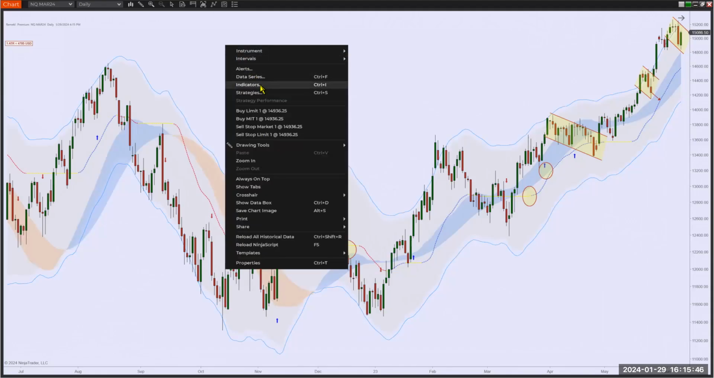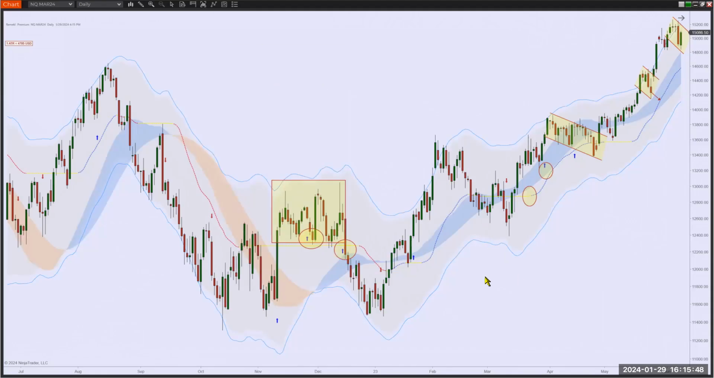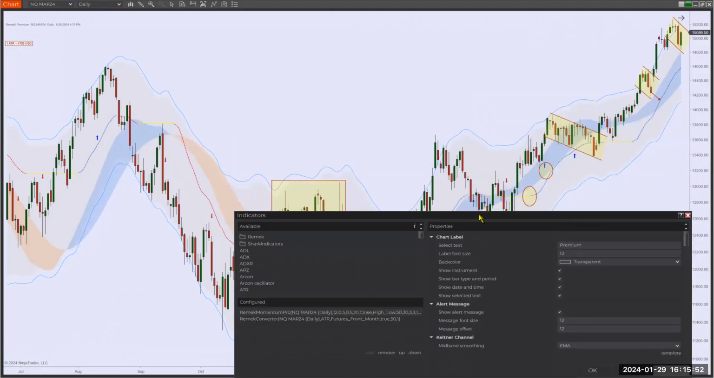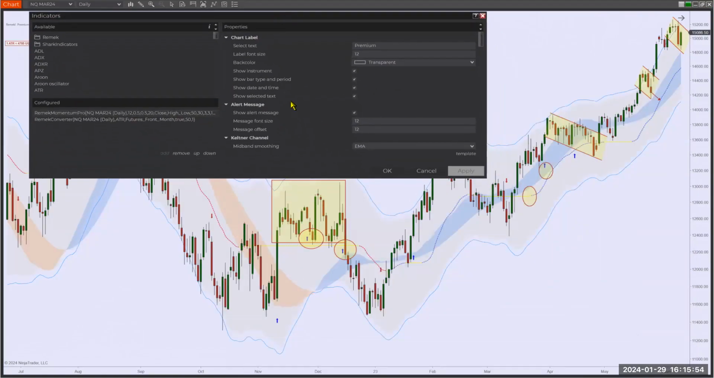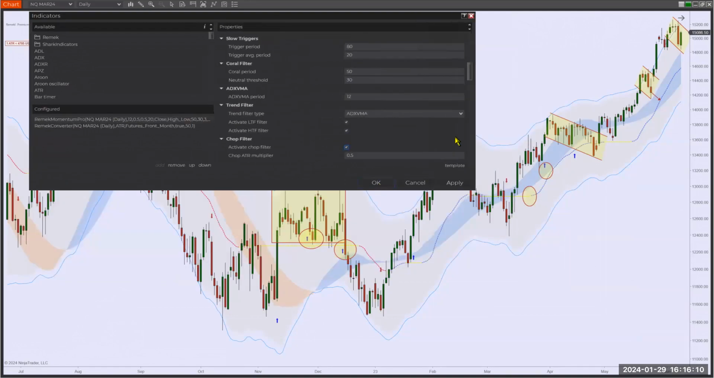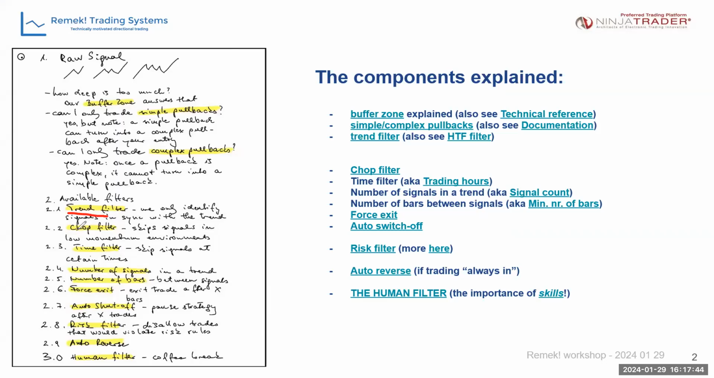But let's see if I switch on the chop filter. The question is, will those two, or at least one of these signals, disappear? We're looking at the signals, and I'm going to hit apply, all right? So let's see what happens. Here we go. So one of them is gone. That's exactly what the chop filter does.